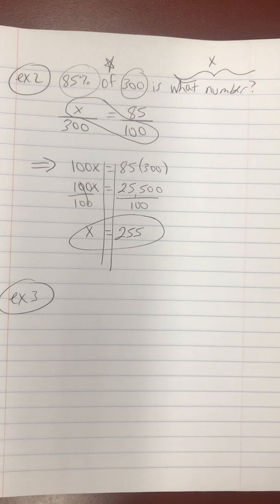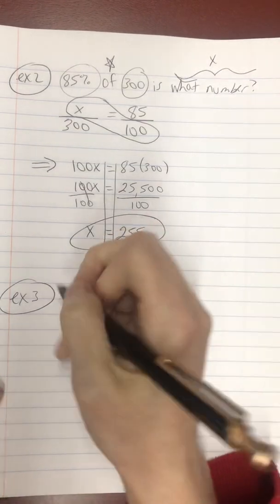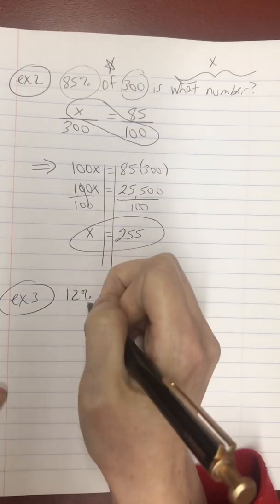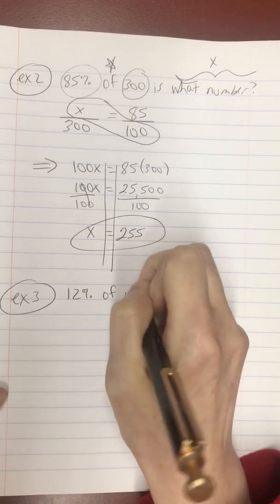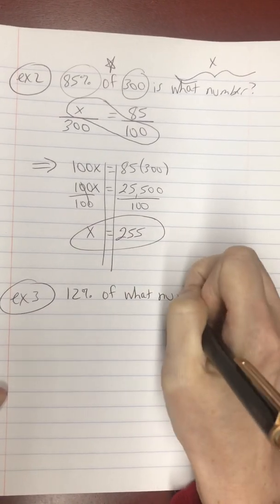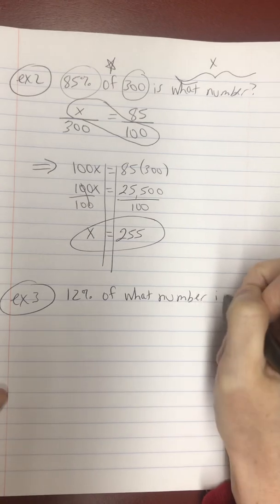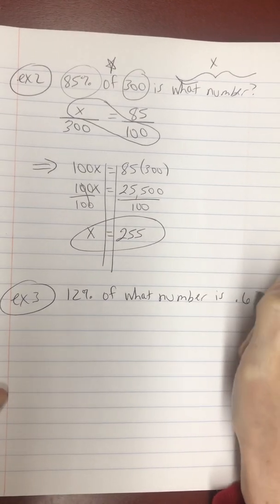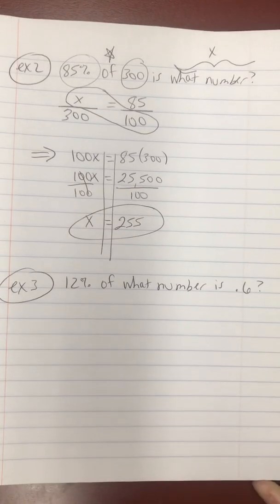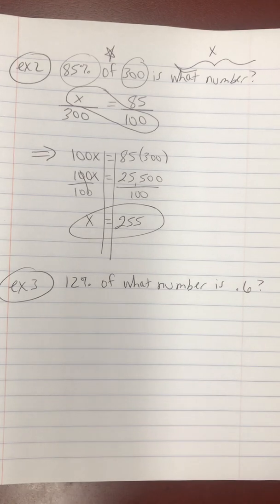Okay, example number 3. How about one like this? 12% of what number is 0.6? Okay, so for this one, I put a decimal in the problem, but that really doesn't make it any harder, especially if you're using a calculator.